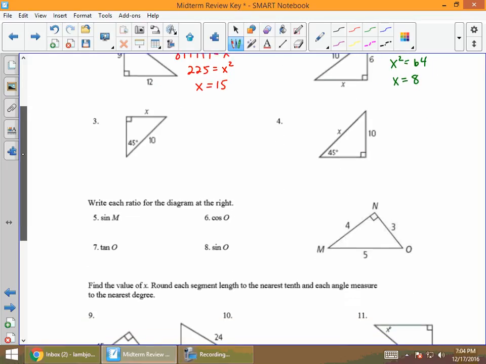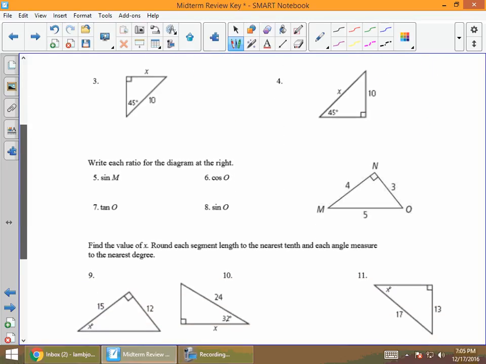Question number 3 is a special right triangle. That is a 45, 45, 90. So that means that my legs are both m, and the hypotenuse is m radical 2. So my equation here is m radical 2 is equal to 10. Divide both sides by radical 2. So m is 10 over radical 2.